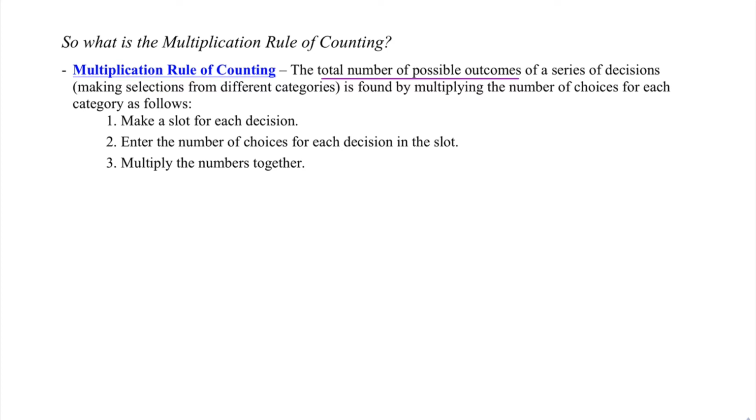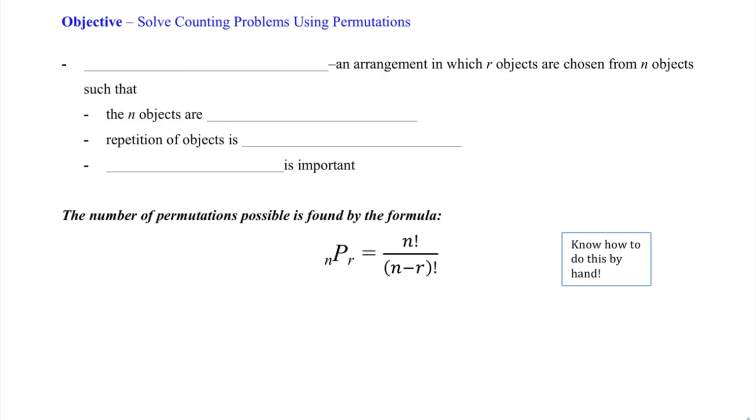Mentally, we make a slot for each decision, enter the number of choices for each decision in the slot, and multiply those numbers together to get our result. Well, that takes us to our next objective then, where we're going to solve counting problems now using permutations.